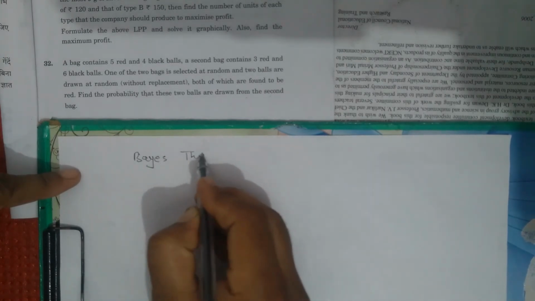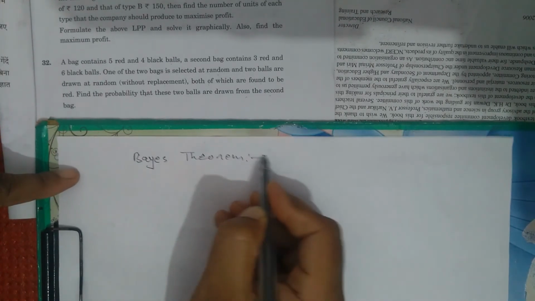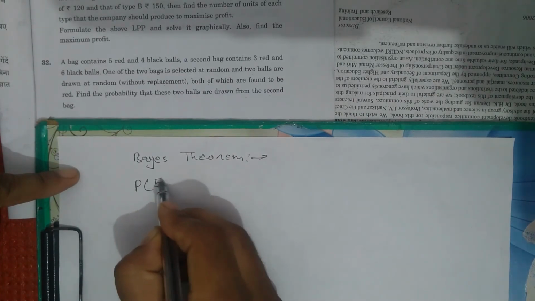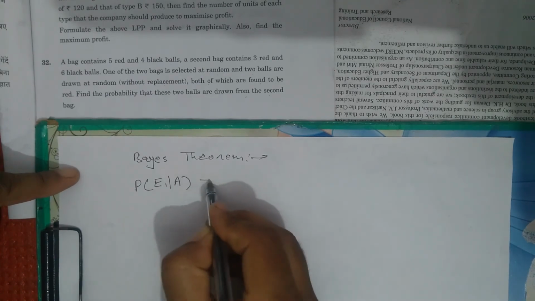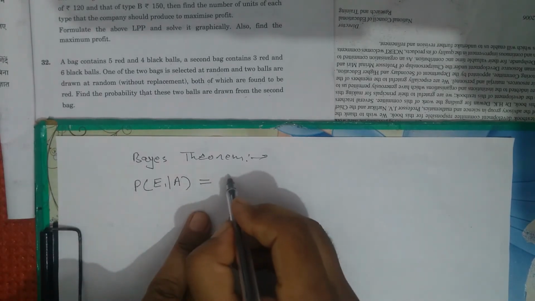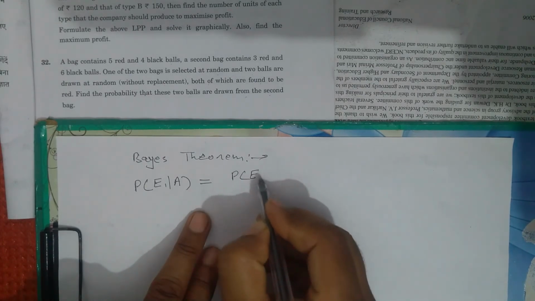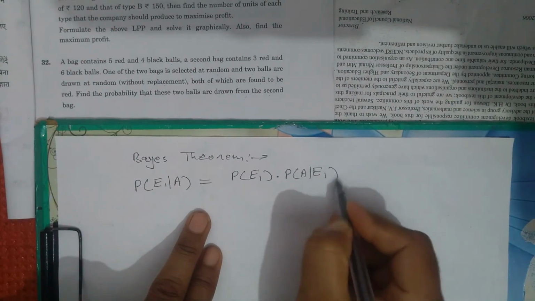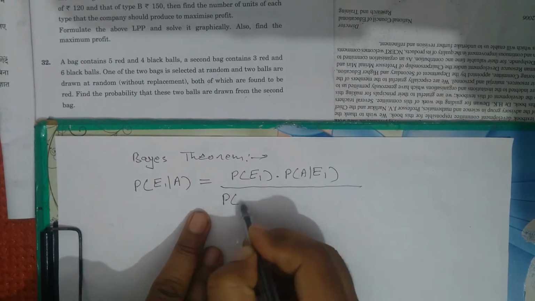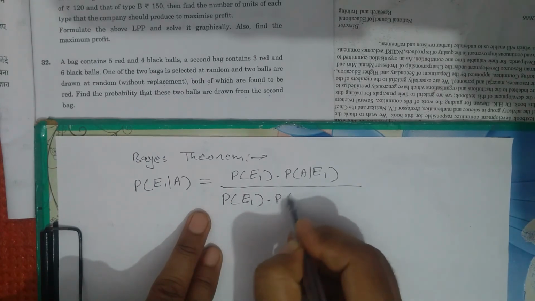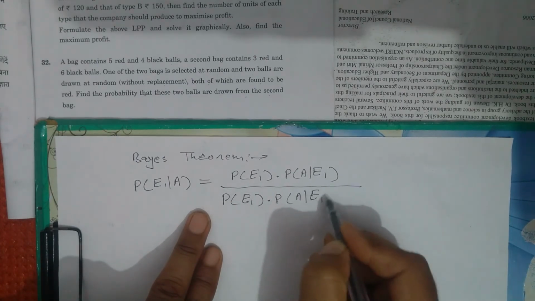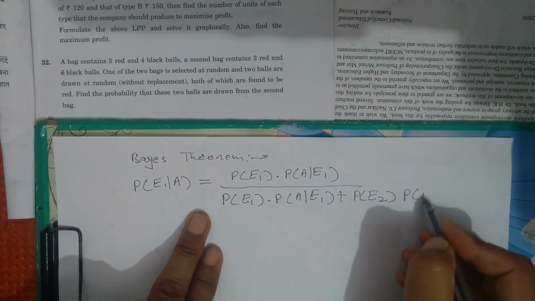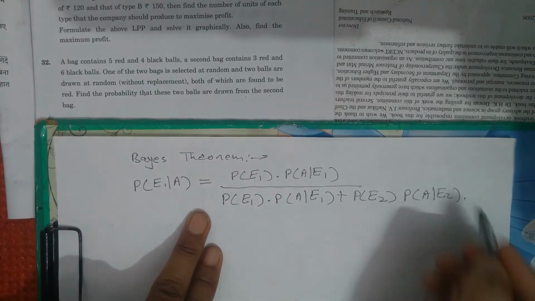Bayes theorem. What is Bayes theorem? Probability of E1 given that A has already occurred is equal to probability of E1 into probability of A given that E1 already occurred, divided by probability of E1 into probability of A given that E1 already occurred, plus probability of E2 into probability of A given that E2 already occurred.